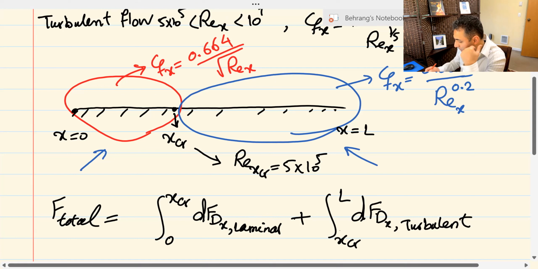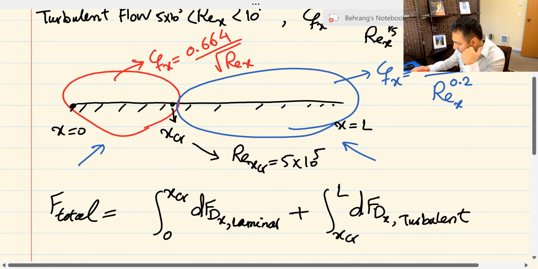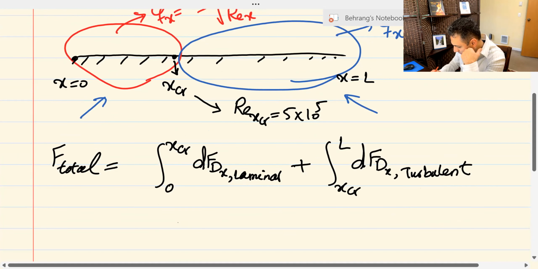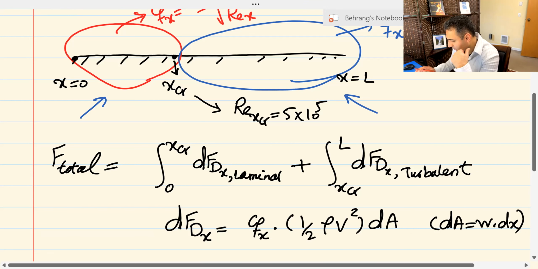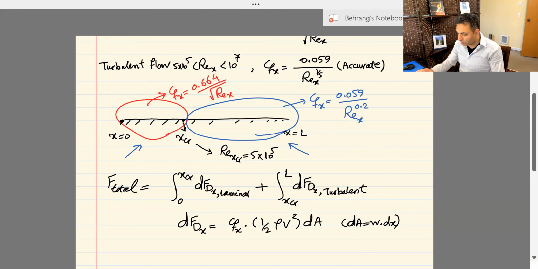like this. Because for every case, one more time, if I want to show the relationship, dF is supposed to be CFX times dynamic pressure times dA. And of course, we know that dA for this case is W times dx, W being the width of this plate, like this. So that's what it means. That's what local friction coefficient means.